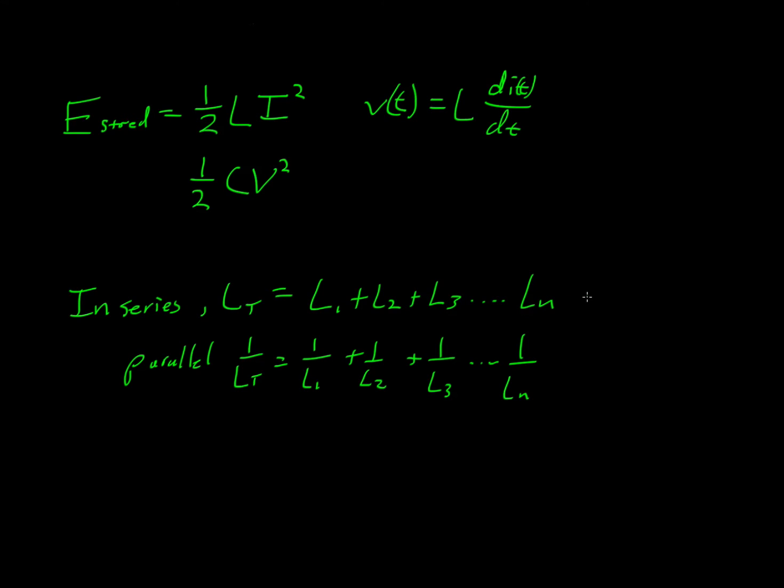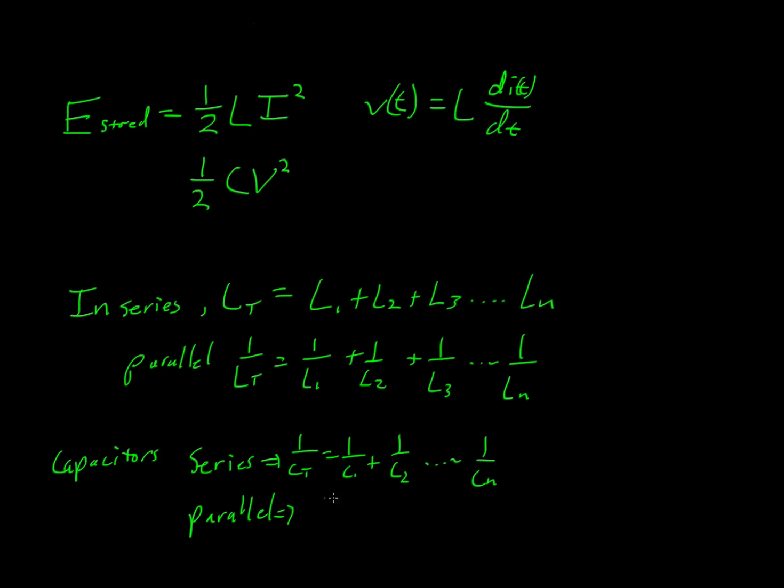All right, so remember, capacitors are the opposites of resistors. Series is the 1 over relationship. So the series relationship is 1 over C total equals 1 over C1 plus 1 over C2 all the way to 1 over Cn. And then in parallel, capacitors act like resistors do in series, or inductors do in series. It's simply C total equals C1 plus C2 plus C3 all the way to your final C.